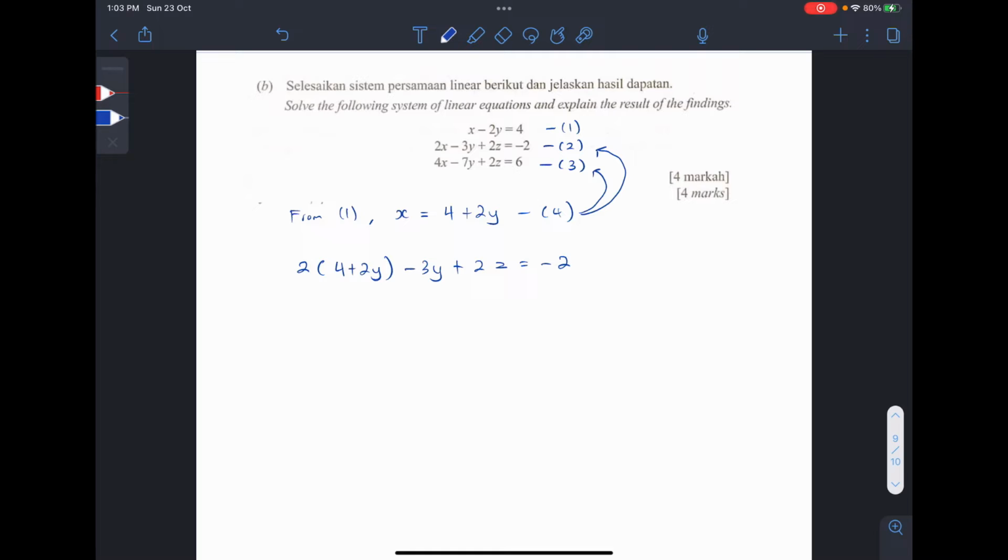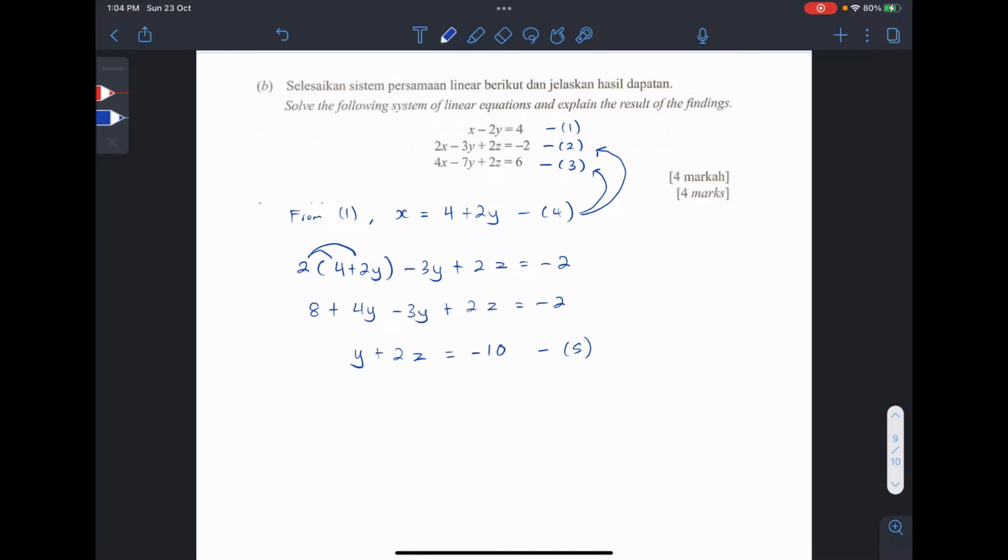We're going to solve it. Make sure, guys, you multiply because it's a bracket. So multiply both on the inside. You will get 8 plus 4y minus 3y plus 2z equals negative 2. I'm going to keep my variables on the left and push my numbers to the right. It will be y plus 2z equals negative 2 minus 8, which is negative 10. And that is my answer for the first one. Let's call this equation number 5.